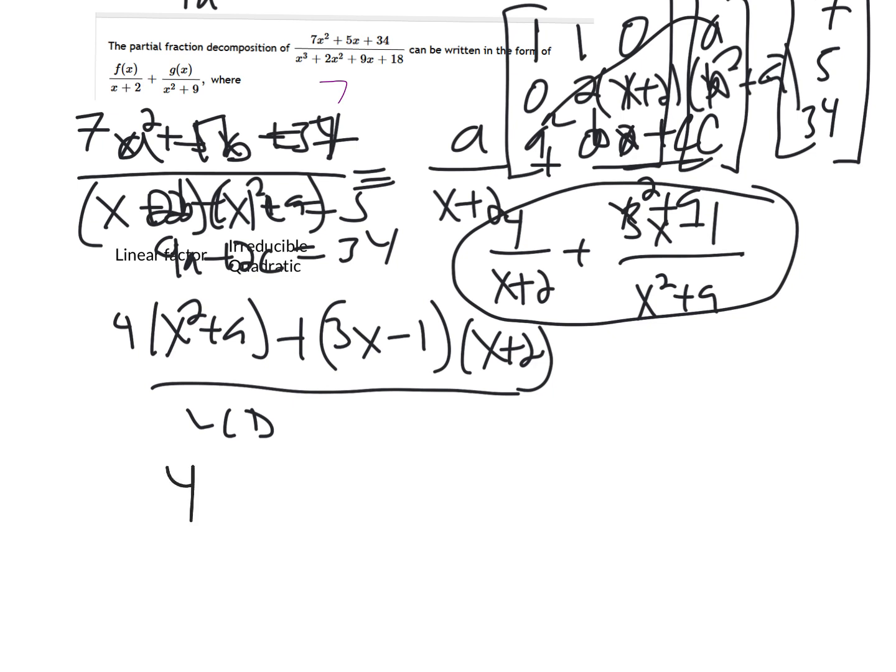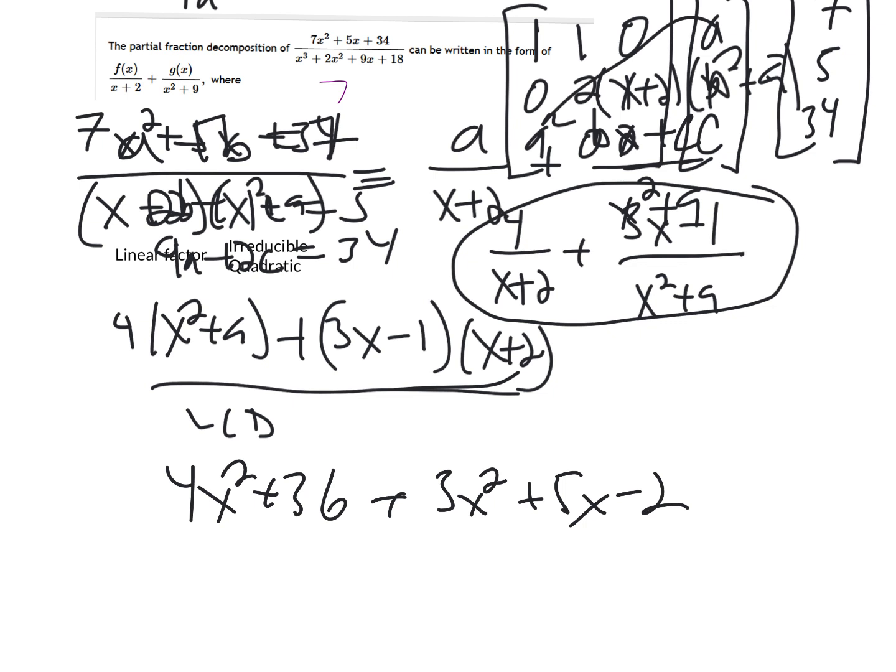So I'm getting 4x squared plus 36 plus, I've got to FOIL this other part, so I'm getting 3x squared, 6x minus 1x is plus 5x, minus 2. Now let's put everything together. I get 7x squared plus 5x plus 34, and I think that's what I'm seeing up here, right? That's what I'm seeing here, and that's all over the LCD. So yeah, I did that correctly.